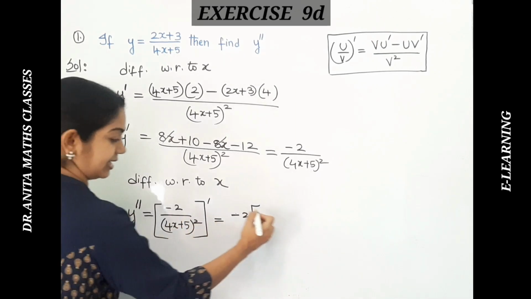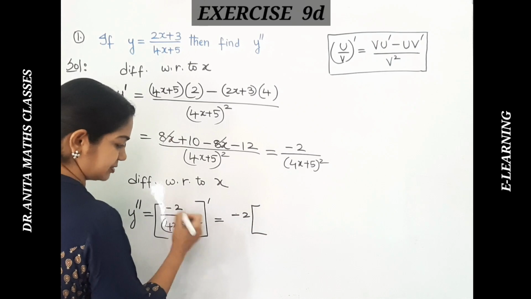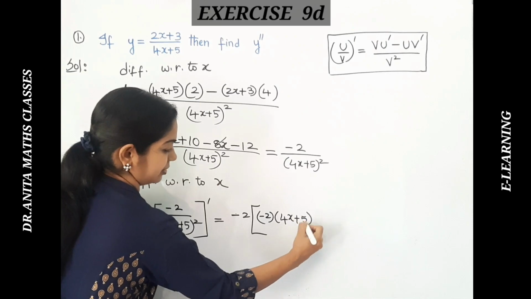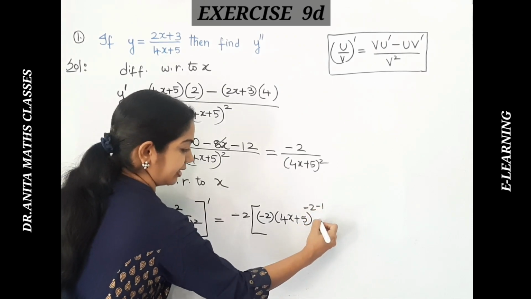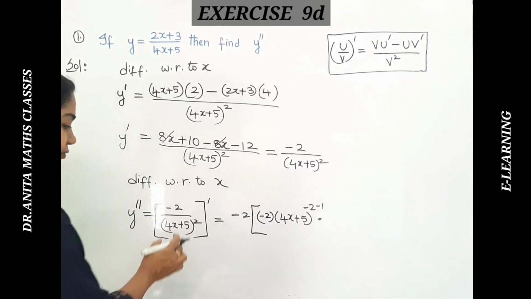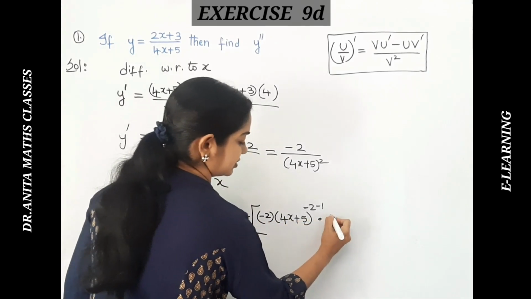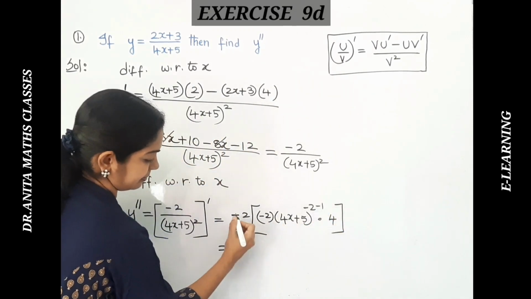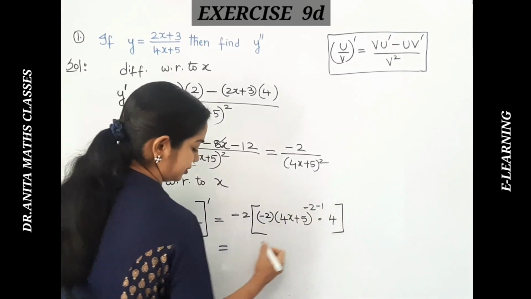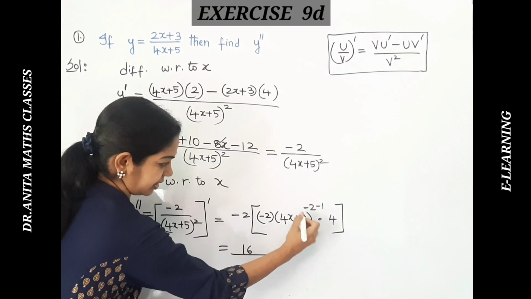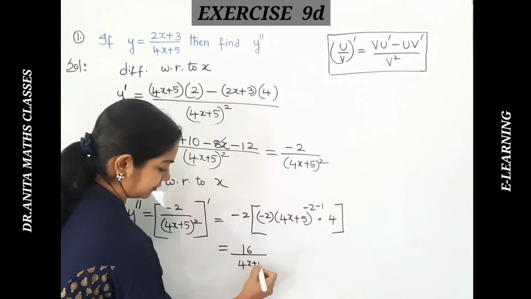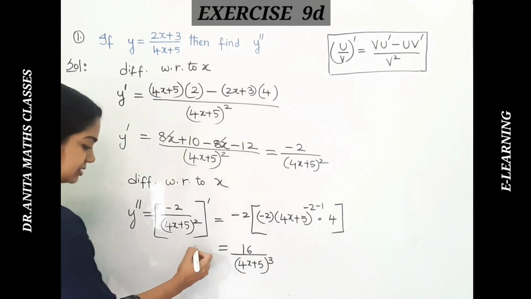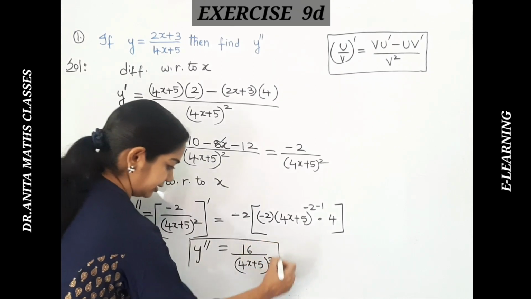So 1 by x is x raised to the power of minus 1, so this becomes minus 2 into (4x plus 5) raised to minus 2. Again, according to the chain rule, we should differentiate 4x plus 5, which is just 4. So this becomes minus 2 into minus 2 into 4, that is 16, upon (4x plus 5) whole cube. This is minus 3, so if it comes down, it becomes plus 3. So this is the second derivative.